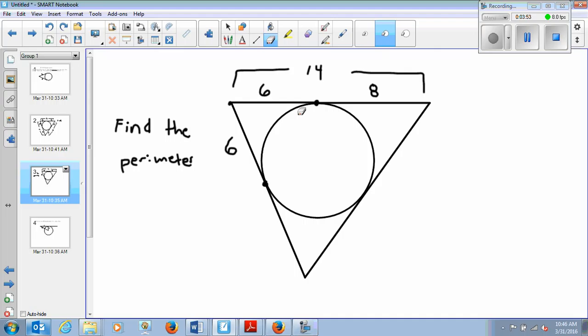And actually, let's just change the measurement here so we don't get confused. Let's change this to a 9.